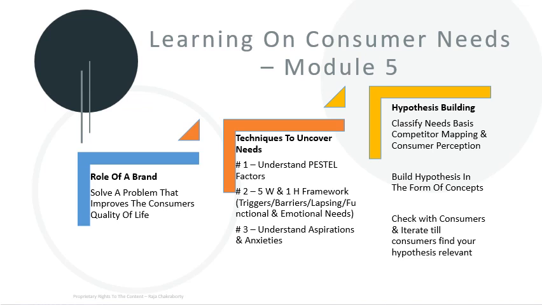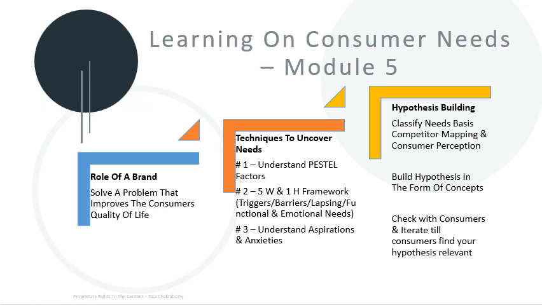The various techniques to uncover needs that we have learned so far are understanding the PESTLE factors and understanding the 5W and 1H framework, under which we learned triggers, barriers, lapsing, functional needs, and emotional needs. And finally, we also tried to understand how to uncover the aspirations and anxieties of a consumer's life. All of this is there in my past two modules, and you can go back and learn that in detail.